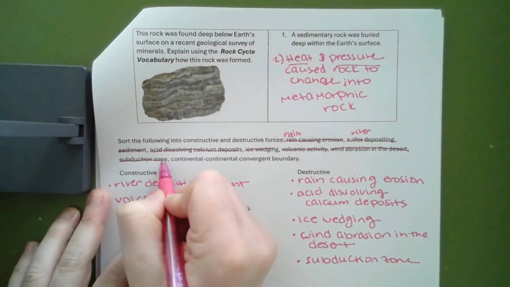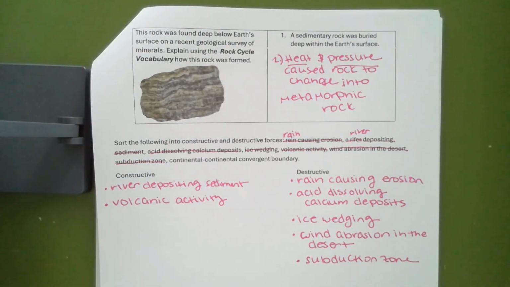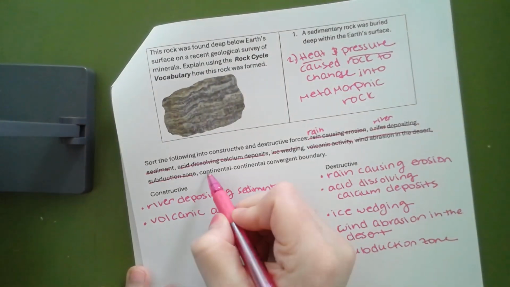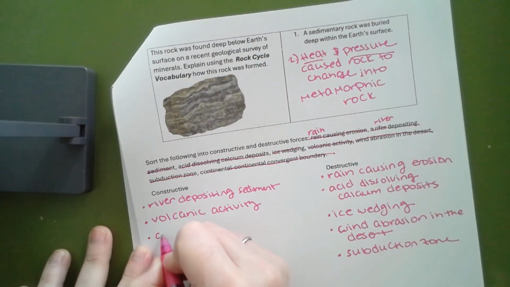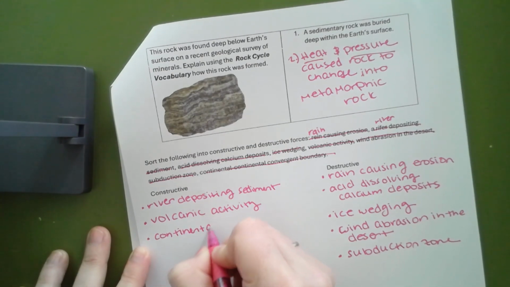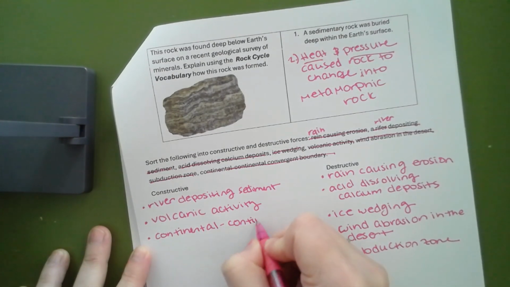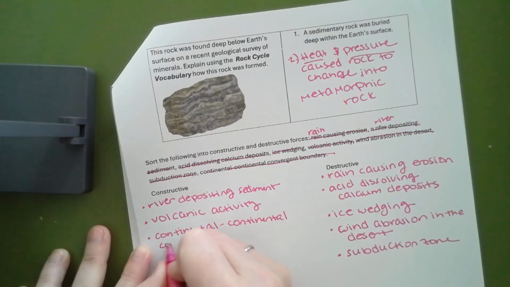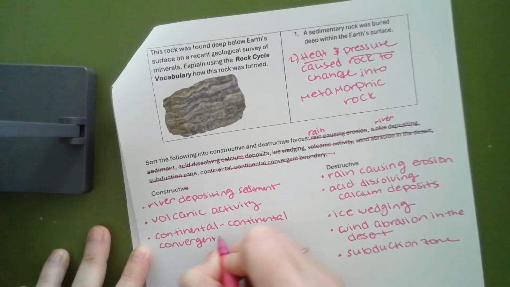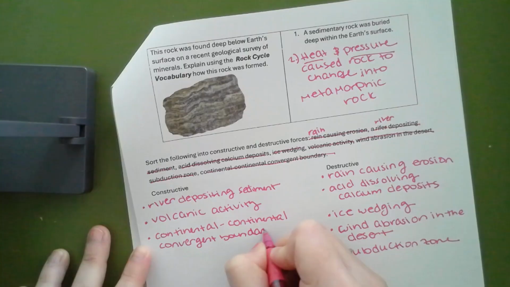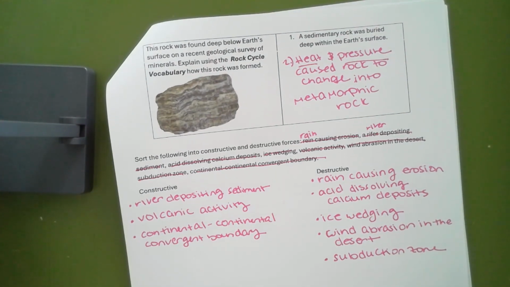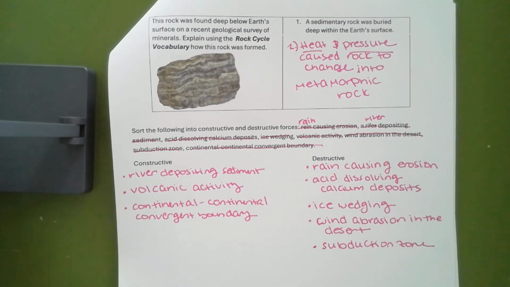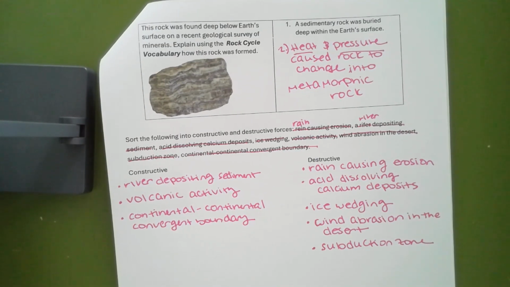All right, continental convergent boundary. That's really specific. You're right, but I don't think you know why you're right. Why is it constructive? Bingo. Because it makes mountains. It's making mountains. Fantastic. I threw you a couple of curveballs those last two, didn't I?